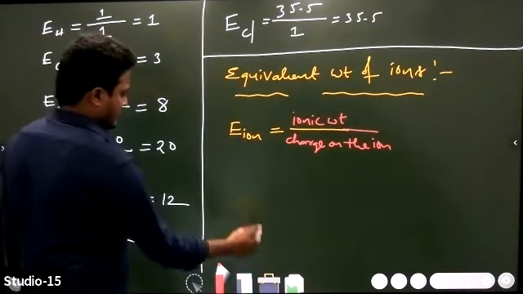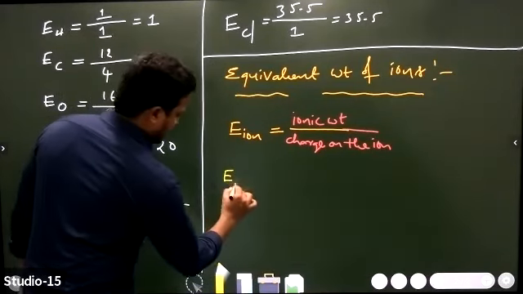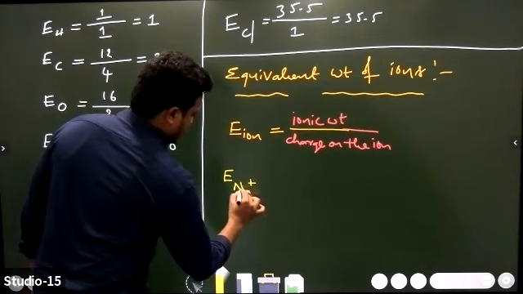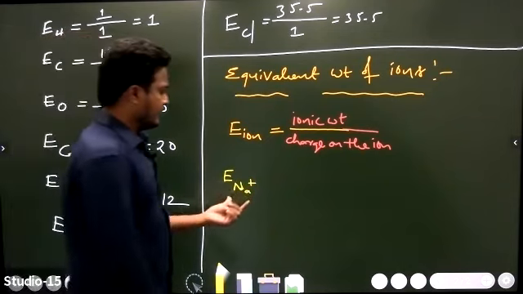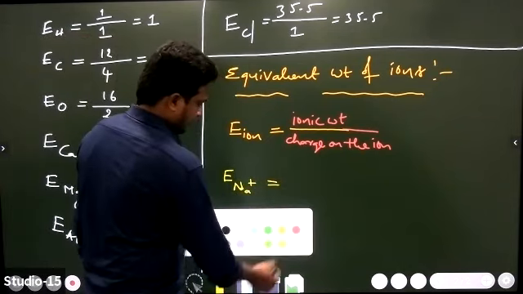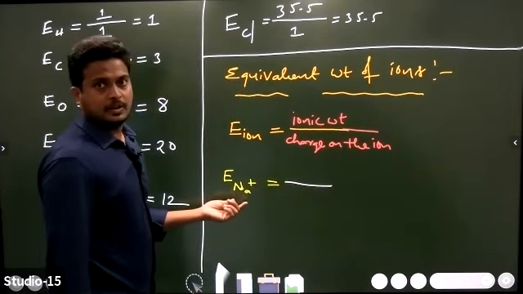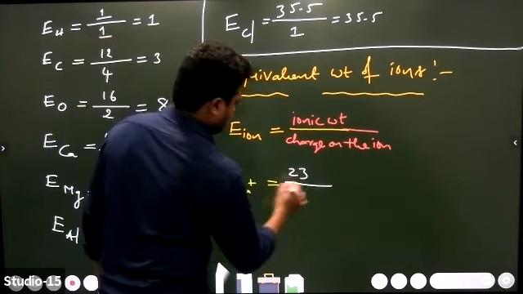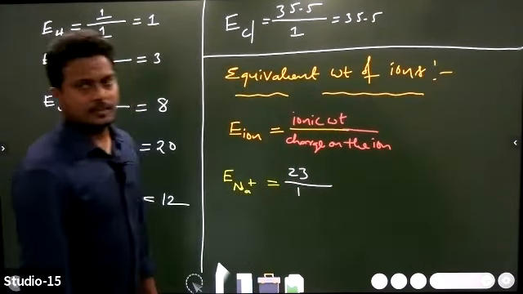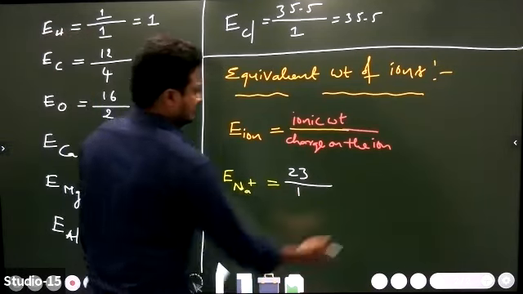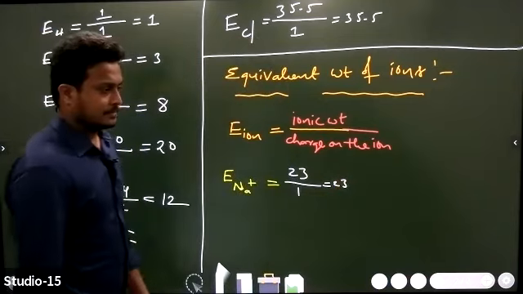Now calculate equivalent weight of Na plus, sodium ion. How can we calculate equivalent weight of Na plus? Ionic weight, sodium ion weight, that is 23. Charge on the ion 1, Na plus, right? 23 by 1 equal to 23, which is equal to 23.